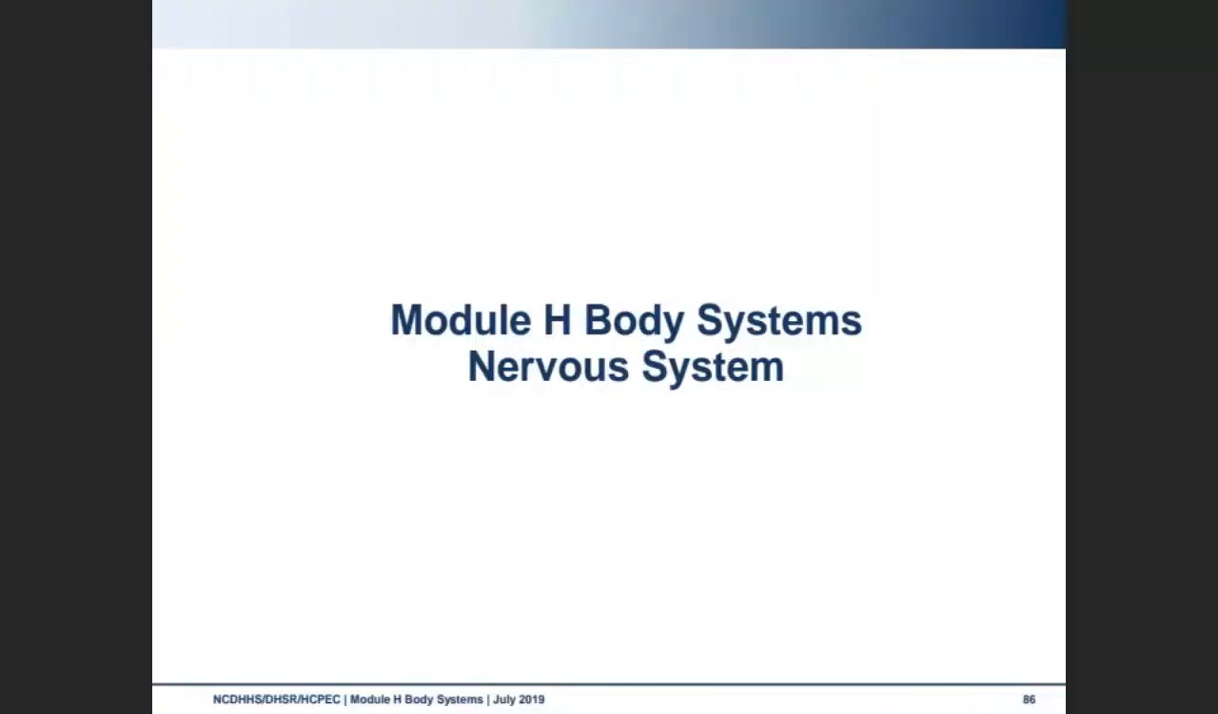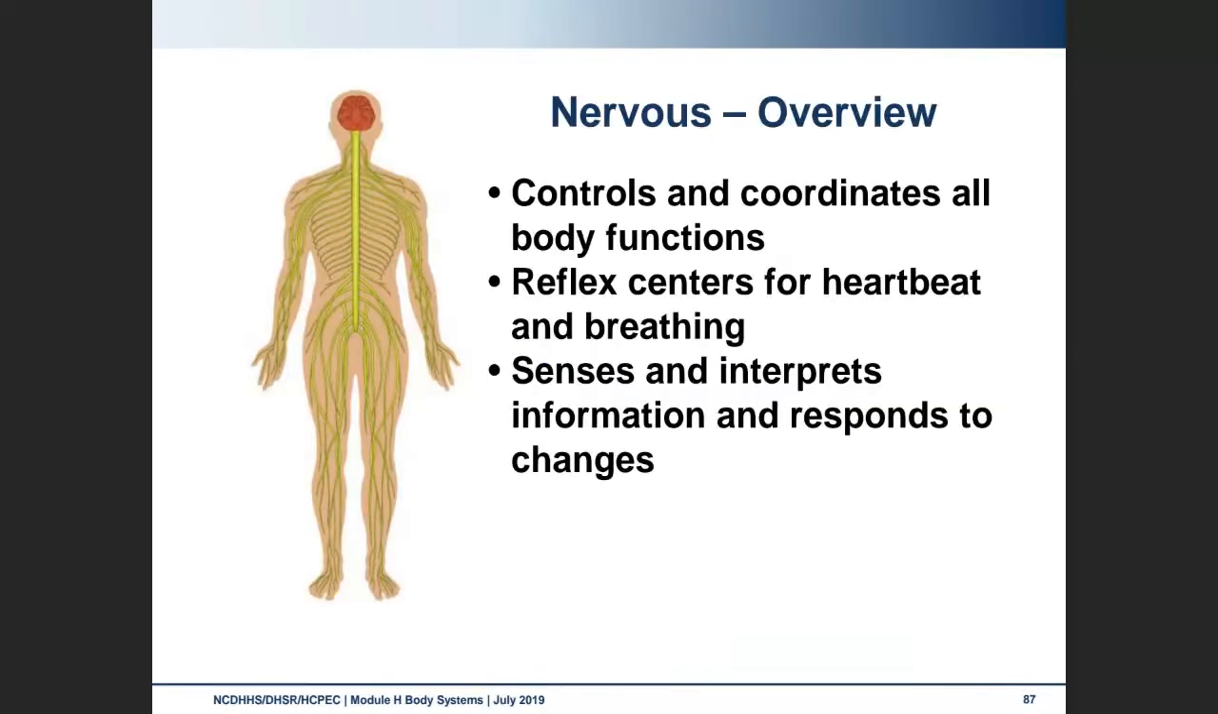We are going to be talking about Module H, the nervous system. Our nervous system controls and coordinates all of our body functions. It is the reflex center for our heartbeat and respiration, and it senses and interprets information from outside of the body and then responds to needed changes both inside and outside the body.